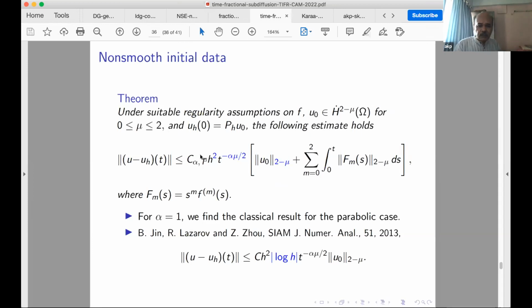For non-smooth solutions, forget about f equal to 0. Let us take mu equal to 2. This is going to be C h squared in the L2 norm, times t to the power minus alpha u0 in the L2 norm. There is some improvement: you have removed the logarithmic term, which earlier people had with the other kind of analysis.